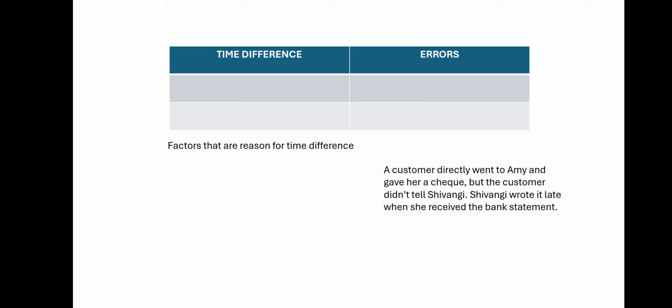A customer directly goes to Amy. It means a customer directly goes to Rahul's bank and gives the check to Amy. But the customer still has not told Shivangi about it. So Shivangi will write it only when she receives the bank statement. Remember, Shivangi receives the bank statement either at the end of the week or at the end of the month. So Shivangi will get to know it late. It means there is a time difference. How will you see this statement? You will see this statement like this: amount directly deposited in bank account. Let's see one more factor.